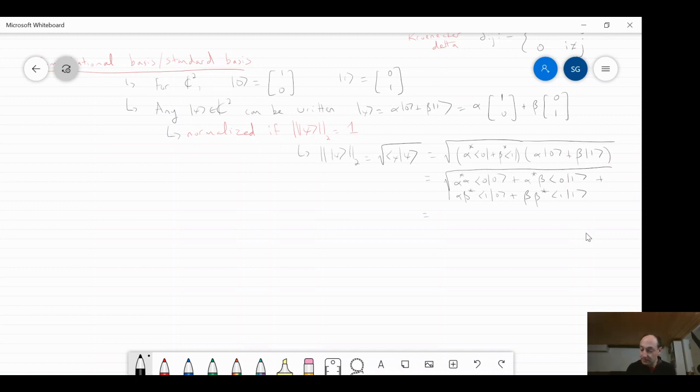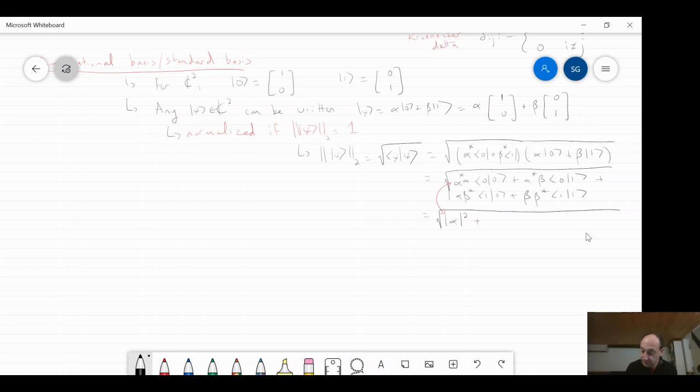Now it's very important for you to remember this identity: if you see a complex number alpha times its complex conjugate, so in this case alpha star alpha, that always equals the absolute value of that complex number squared. Okay, this identity is going to come up over and over again. So it simplifies things to just write that, by definition of the absolute value on complex numbers. The inner product of |0> with itself, well, we said that this is an orthonormal basis, so this inner product is just 1. It's a unit vector.